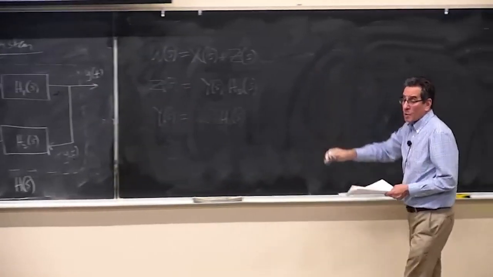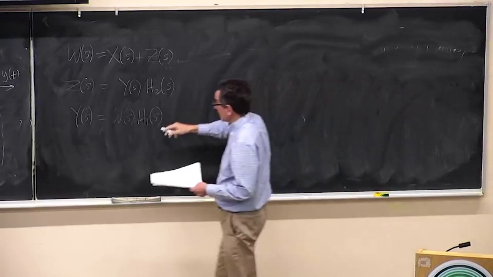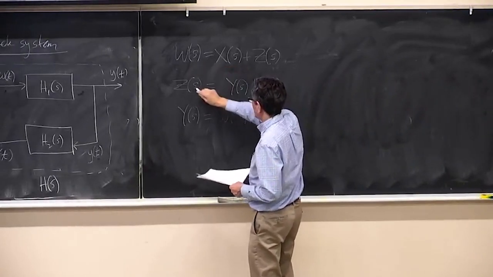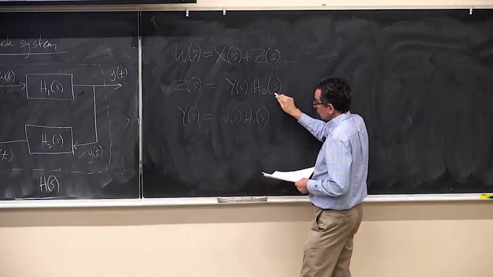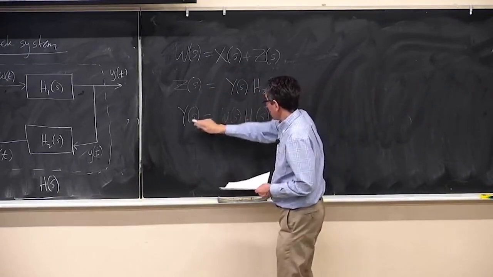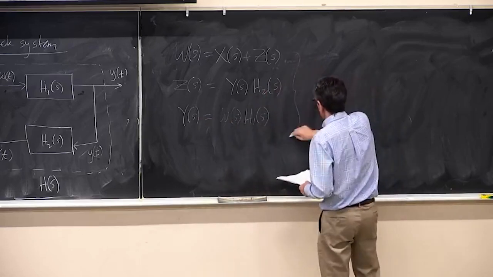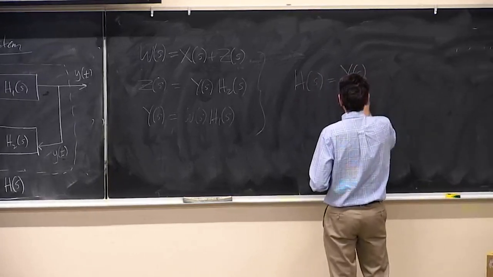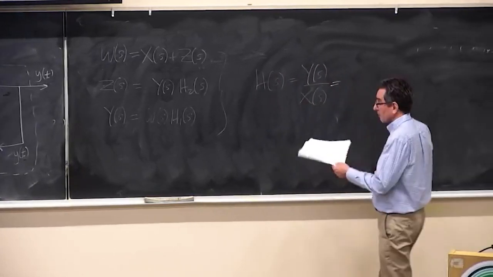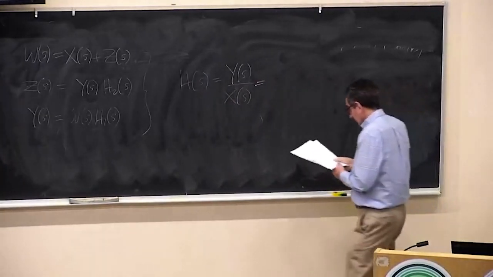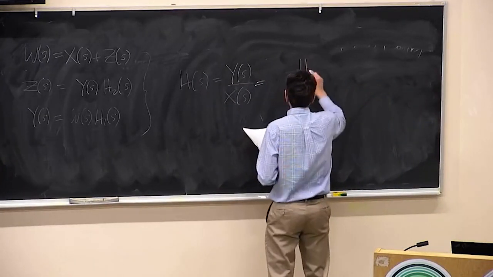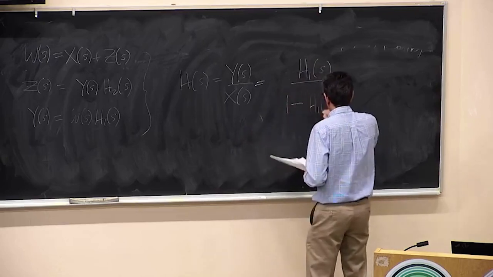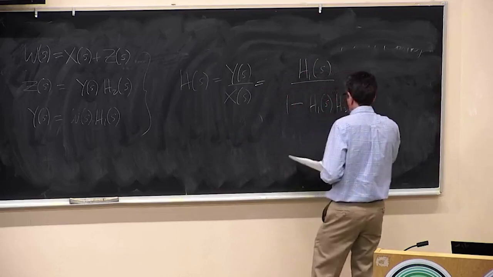And now we've got enough equations that we can substitute. I can write X in terms of Z and W, Z I've got written in terms of Y and H2, and then I can relate W to Y and H1. You put all those together, H(s), of course, is Y(s) divided by X(s). You use those equations to help you figure out that ratio. And what you get is the following. You get H1(s) divided by 1 minus the product H1(s)H2(s).